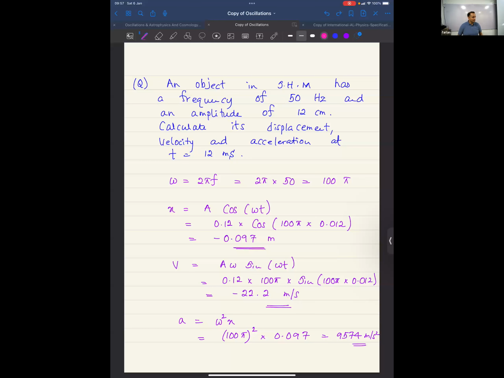Actually, don't think about this sign. Forget about the sign. Just get the magnitude, that's enough. Here the sign is only to state the direction. So I want to get the value. Forget about these minus signs, really just look at the value. And velocity is 22.2 meters per second. And the acceleration is 9,574 meters per square second. Have you got these values? Yes.